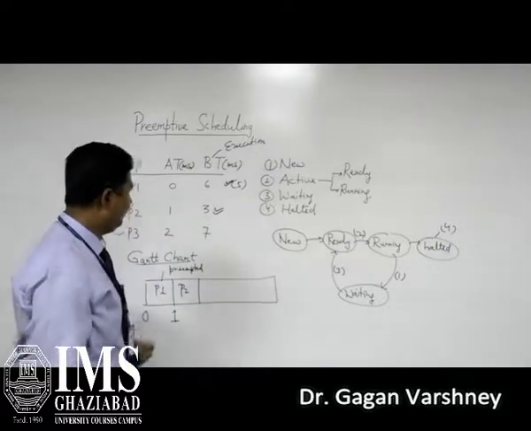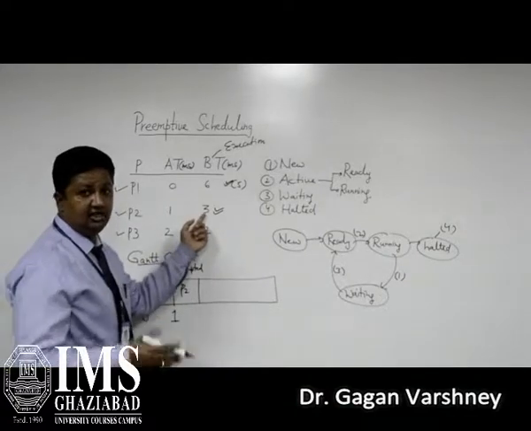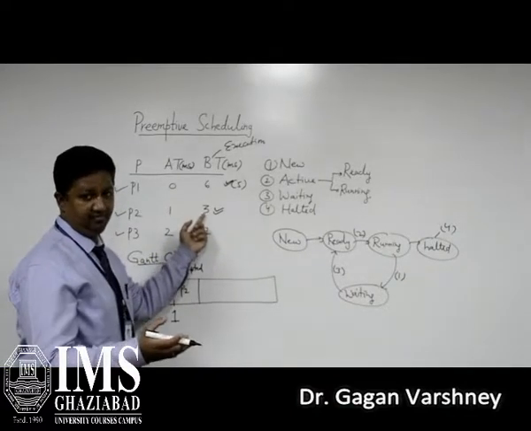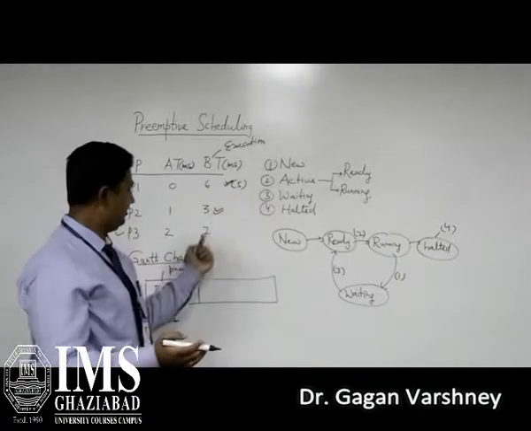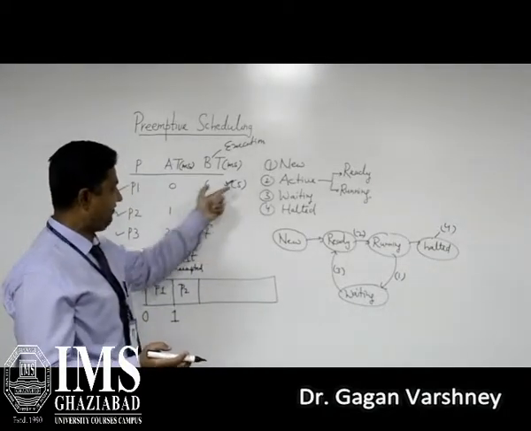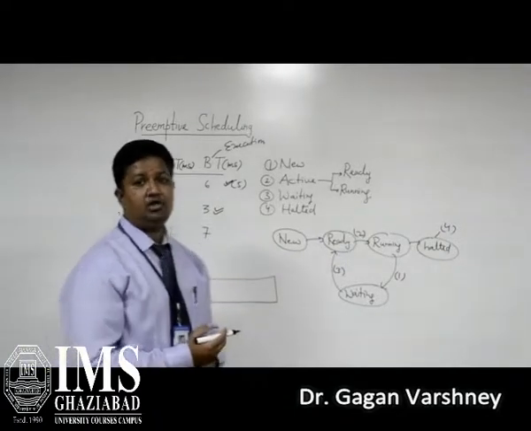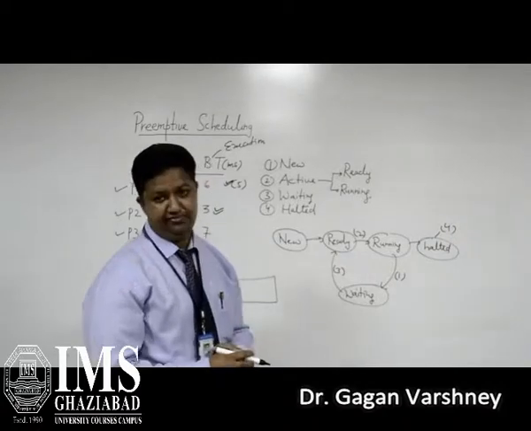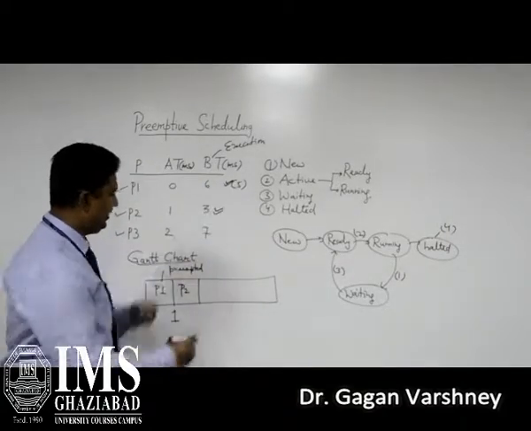The next process is process P3, and after P3 we'll check the shortest execution time. After 3, the shortest execution time is 5 and then 7. So it should be like this: 3, 5 and 7. We are using the shortest remaining time first process, so the next process in memory is P1.